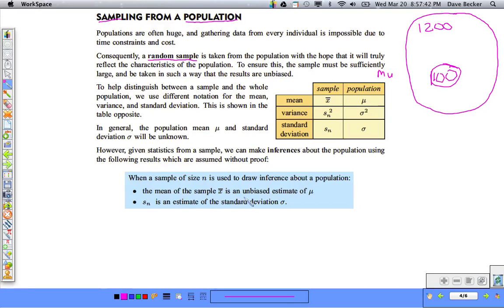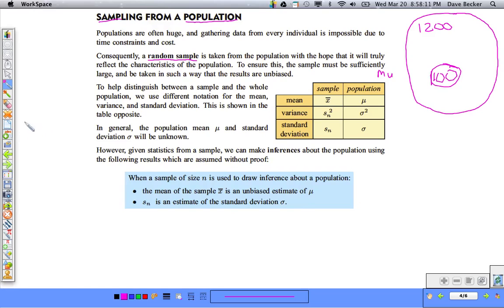Without proof, what we shall accept is that the mean of the sample, X bar, is an unbiased estimate of the mean of the entire population, mu. So we can use the sample mean to estimate the actual mean. We can use the sample standard deviation to estimate the actual standard deviation. So it's just a matter of notation.